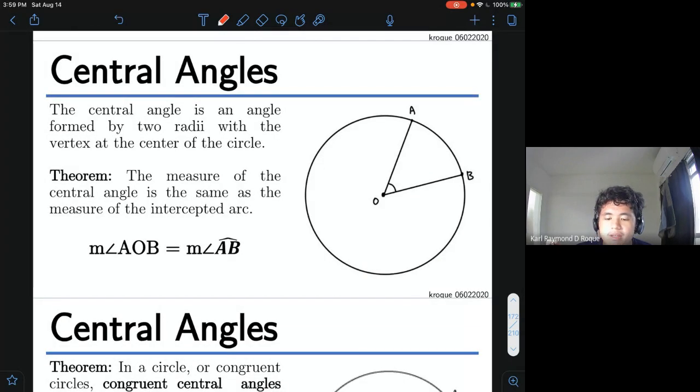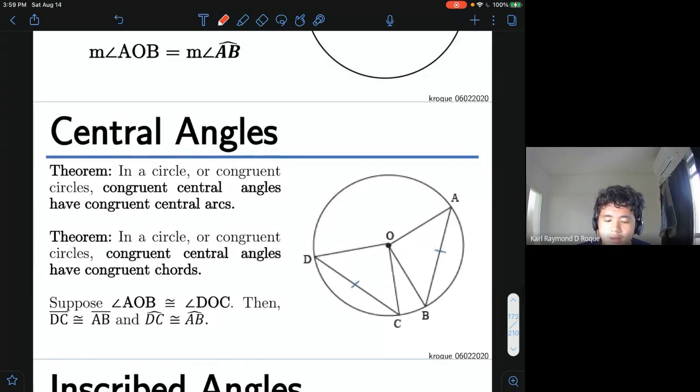Central angle is an angle formed by two radii with the vertex at the center. Central angle, pag nasa center ng circle yung vertex. So, kung ano man yung measure ng central angle, yun din yung measure ng arc. Then, syempre, if in a circle, merong dalawang congruent central angles, they have congruent central arcs din. So, kung pareho yung measure nito, pareho yung measure nito. Also, if pareho to, dapat pareho rin yan.